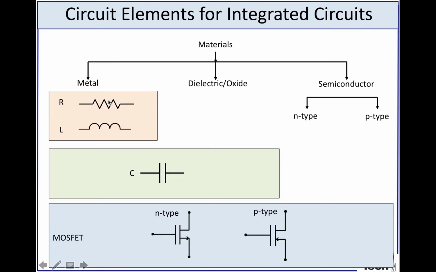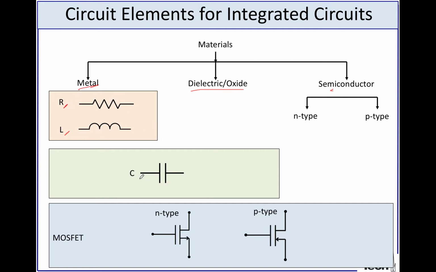Another way of looking at the different circuit elements is classifying them in accordance with the materials that are used. As we saw in the cross section, there are three types of materials: metals, oxides or dielectrics, which are insulators, and semiconductors. Using metals we make resistors and inductors. So these two types of circuit elements use metal.